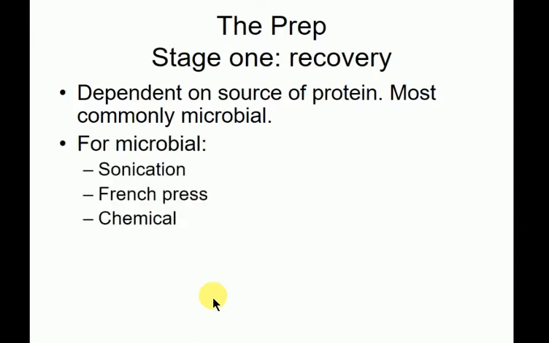And then if you have chosen to make your protein in a bug, the three ways you would start cracking it open are sonication, a French press, or, in a kind of harsh treatment, using chemicals to break the cell open. So we'll go through those in a minute.